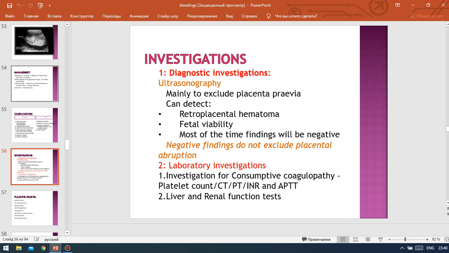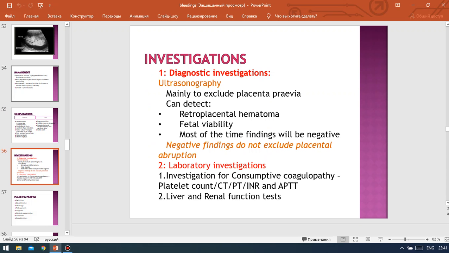Investigation. The first is ultrasound investigation, mainly to exclude placenta previa. It can detect retroplacental hematoma and fetal viability. Most of the time the findings will be negative, but negative findings don't exclude placental abruption. It's very important to check the patient again and again.